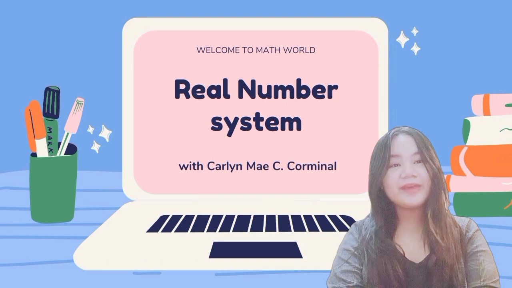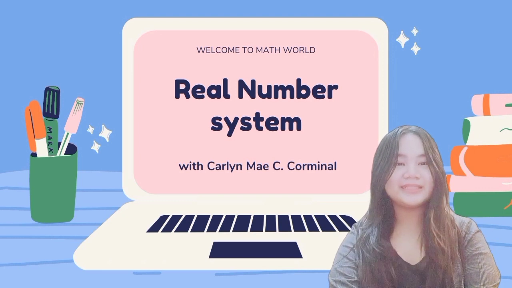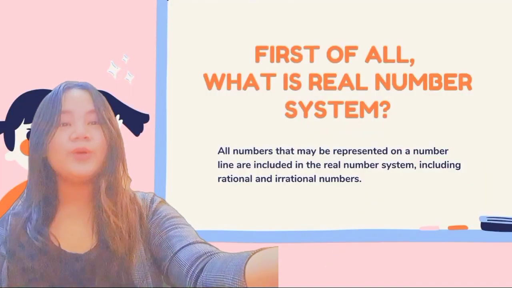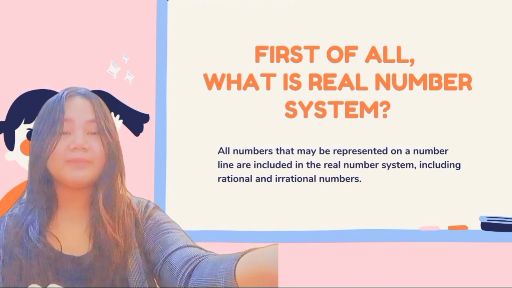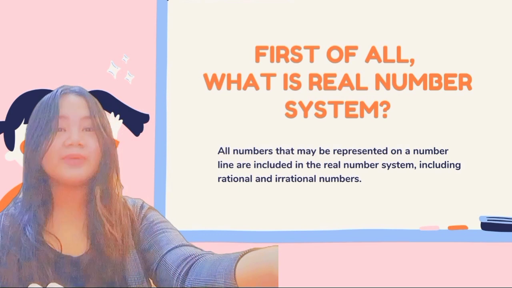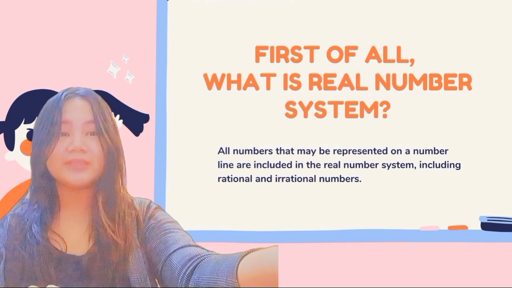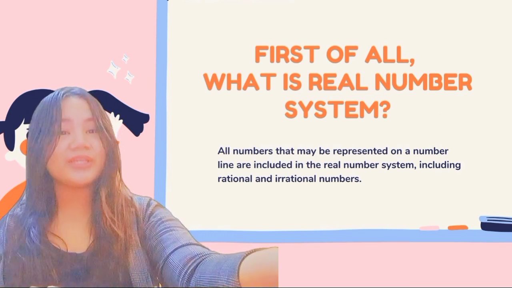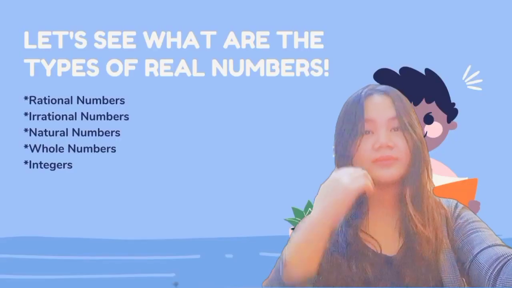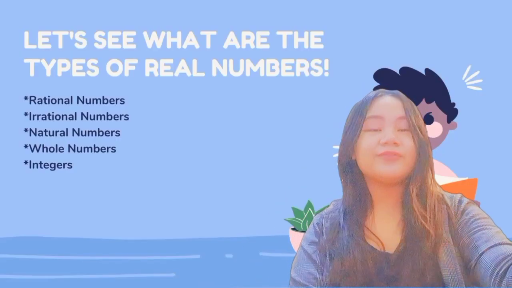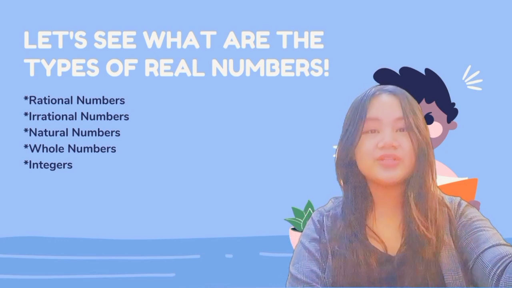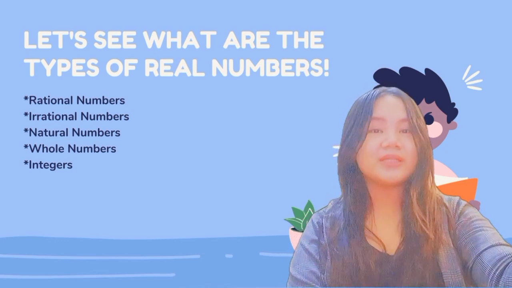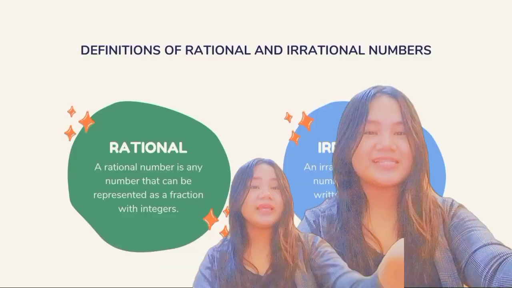Today we're going to learn about the real number system. First of all, what is a real number system? All numbers that may be represented on a number line are included in the real number system, including the rational and irrational numbers. Let's see what the types of real numbers are. We have the rational numbers, irrational numbers, natural numbers, whole numbers, and integers.